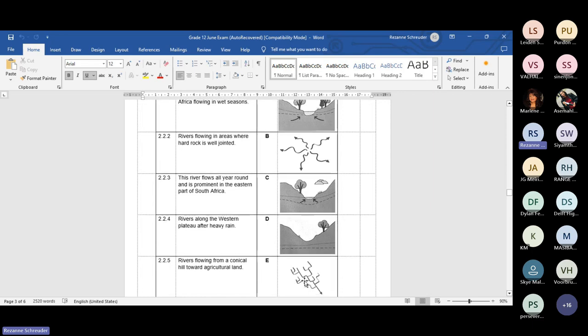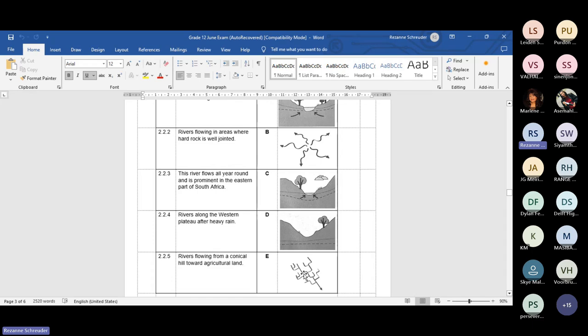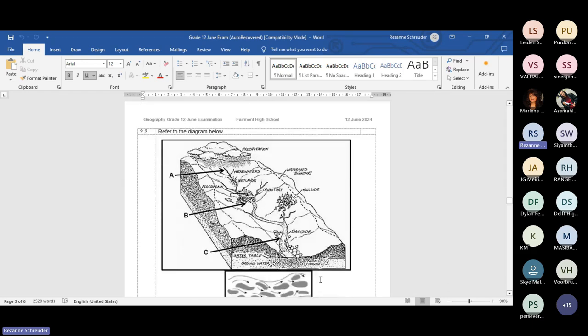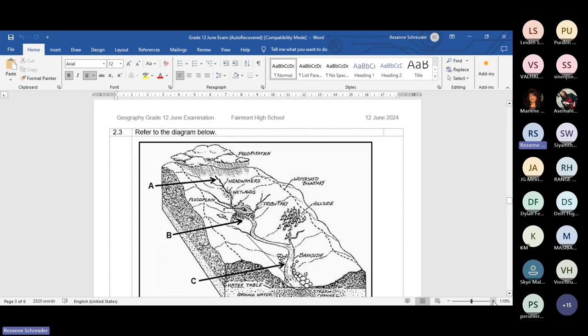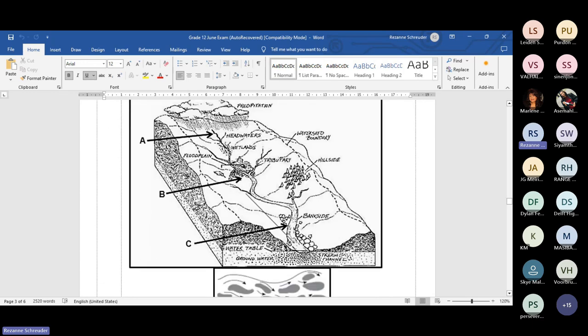And then this one over here, rivers flowing in areas where hard rock is well jointed. So that's our rectangular pattern. You can see the 90 degree bends. Then also this one, I'm going to make this question a little bit bigger, is a different way of asking. But there's a reason why I'm putting this question out there. So A, you can see B, you can see C, you can see the water table, groundwater. It's a little bit blurred because I've zoomed in so much. But it says precipitation, it says headwaters. It shows the floodplain, it shows the tributary, the hillside, and then the watershed boundary.